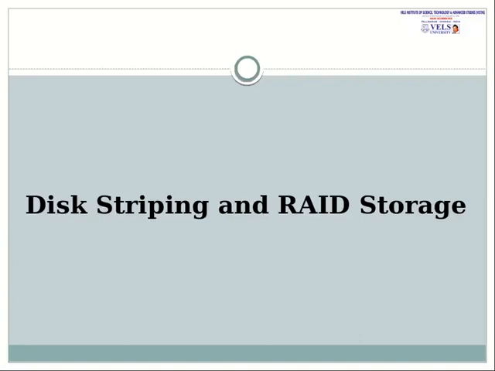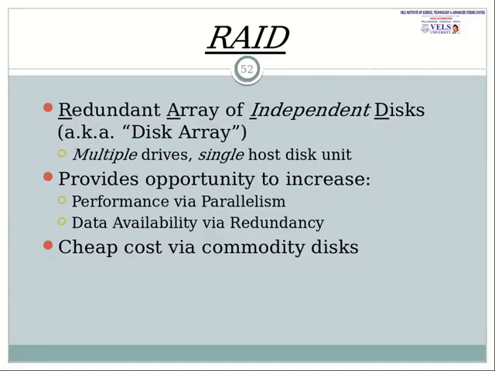The next storage method is data striping and RAID storage. What is RAID? It is a redundant array of independent disks. Here multiple drives are presented as a single host unit using a RAID level, which provides the opportunity to increase performance via parallelism and data availability via redundancy. It is cheap in cost since it uses commodity disks.